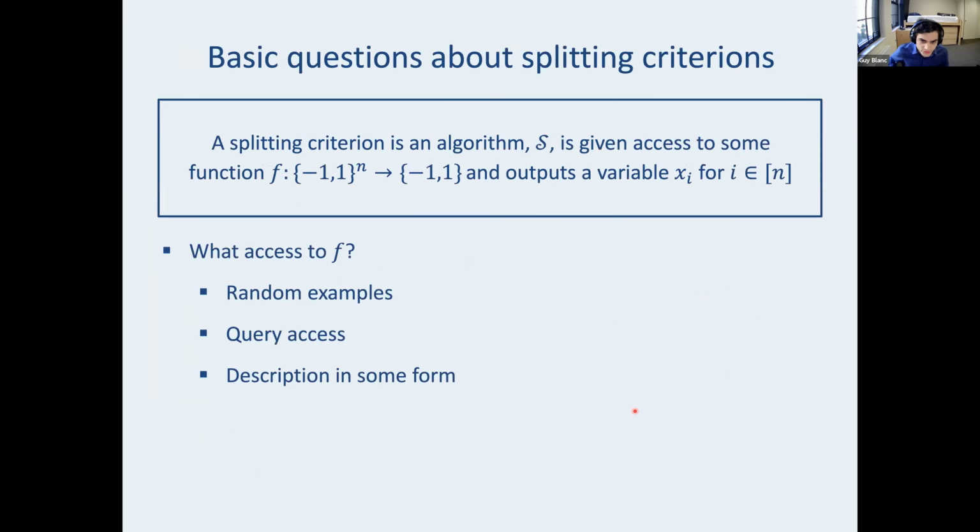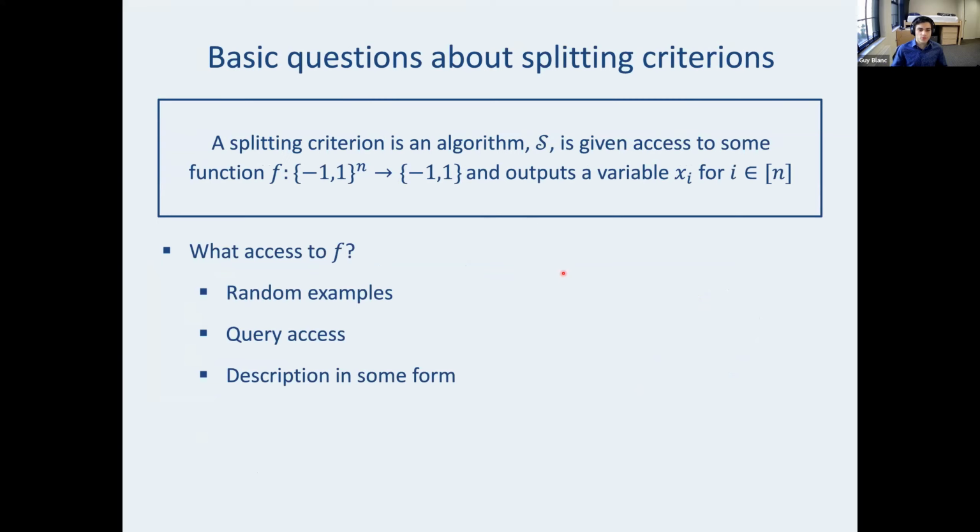Okay, so we can design these splitting criteria. And when we're designing them, we want to have some basic setup. We have some questions about the basic setup. So just to formalize it, the splitting criterion is an algorithm that takes in a function and outputs a particular bit to look at, that is, which variable to split on.